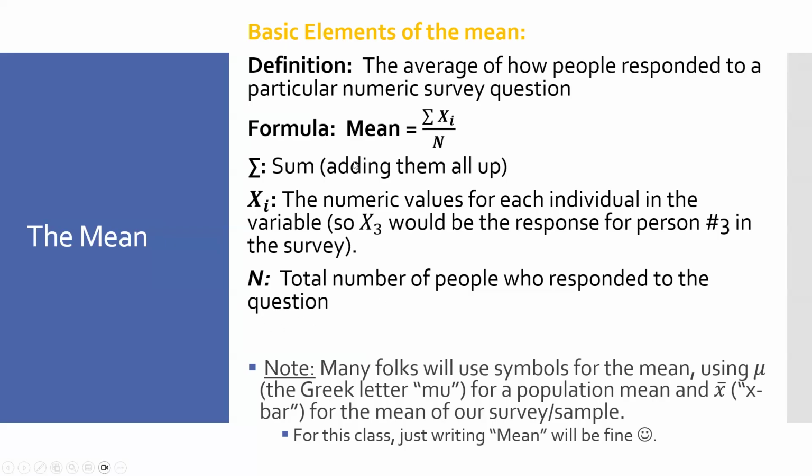Now, many folks, instead of just saying mean, use symbols. I'm fine with the word mean in this class. I don't find it too big of a deal. But if you want to use the fancy statistical terms, many folks will use symbols for the mean, like the Greek letter mu for the population mean, and x bar for the mean of our survey or a sample. That's basically the smaller group within our population. So for this class, we'll just write mean. That'll be fine. But there are other ways you may see it out in the real world.